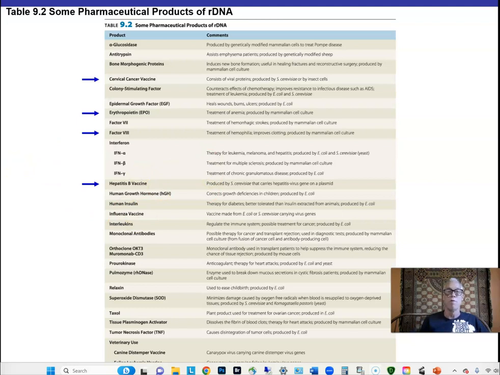Hepatitis B vaccine: if you work in a clinical setting or plan to work in a clinical setting, you either have been offered the hepatitis B vaccine or had it or will be offered. It's a hugely prevalent vaccine, a very important one for healthcare workers, and that's a product of recombinant DNA technology.